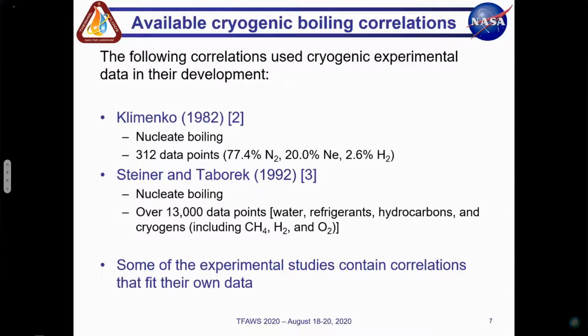As far as correlations go to model the heat transfer coefficient for cryogens, again, I could only find 2. So there is Klimenko and Steiner and Taborek. These are both nucleate boiling correlations. Klimenko had about 300 data points, most of them nitrogen. And Steiner and Taborek had over 13,000 data points. Now for the Steiner correlation, there was a mix of fluids, a wide range. There's water, refrigerants, hydrocarbons, and cryogens. But the nice thing about this correlation is, depending on which fluid you are analyzing, the authors suggest specific coefficients. So later I'll talk about a methane test case, and he has specific values for methane to use in his correlation. That is why I included his correlation here, because in a sense it is specific to cryogenic fluids.